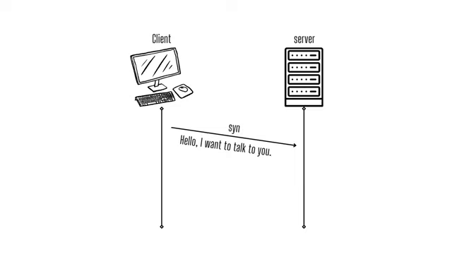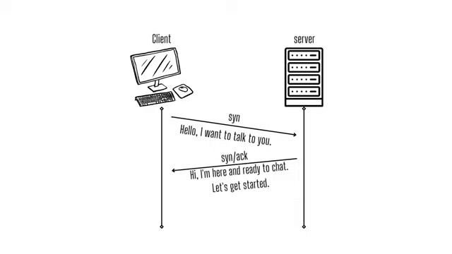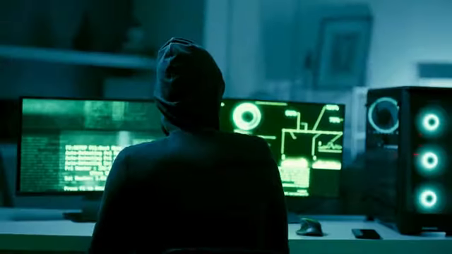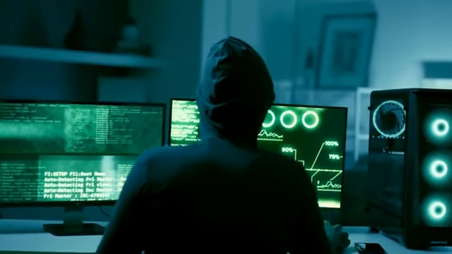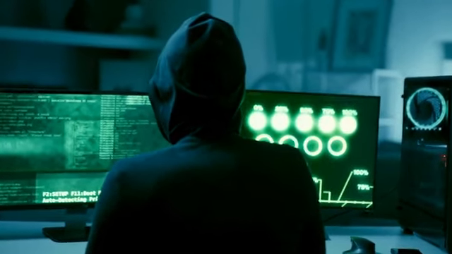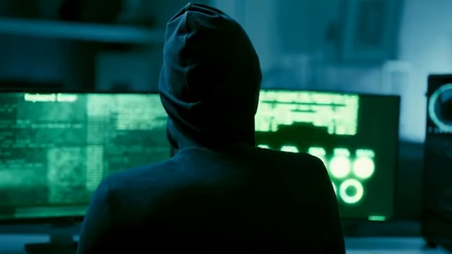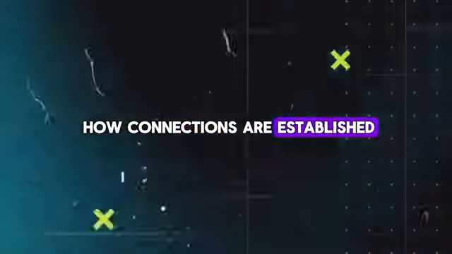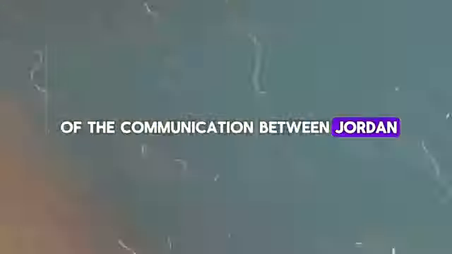So, to put this into perspective, Jordan starts the connection by sending a packet with a SYN flag. The server responds with a SYN plus ACK packet that includes its sequence number. Jordan then acknowledges the server's packet with an ACK, and the connection is established. If the attacker can predict the next sequence number and ACK number that Jordan will send, they can spoof Jordan's address and communicate directly with the server, hijacking the session. And that's the basic idea behind network-level session hijacking. It takes advantage of how connections are established and how sequence numbers are used to ensure the integrity of the communication between Jordan and the server.